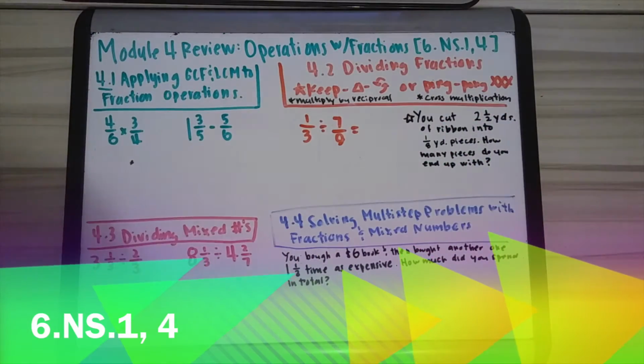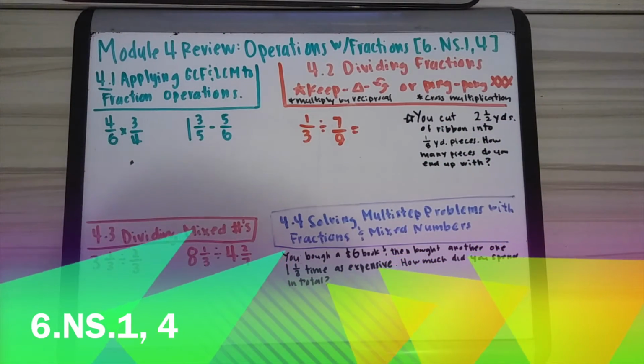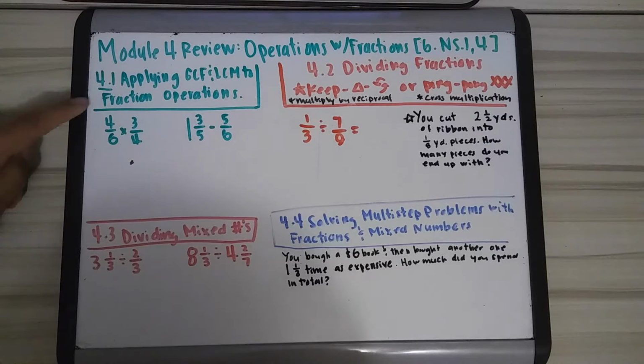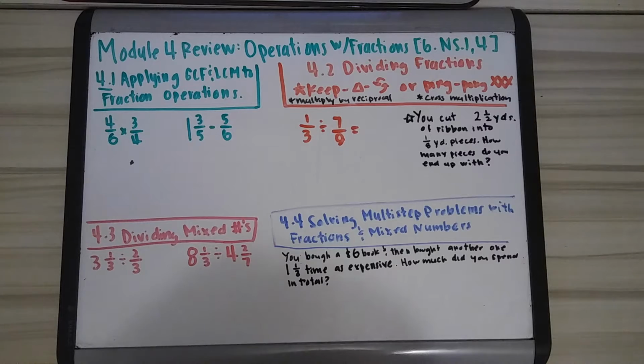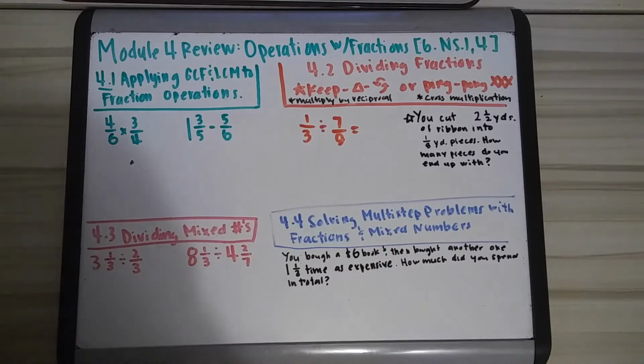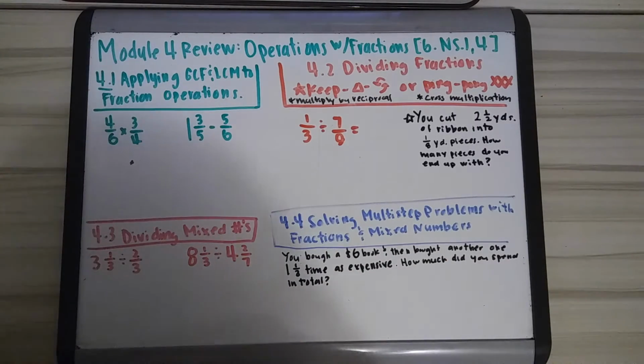Alrighty, we are going to do our review for Module 4, which is basically operations with fractions. So the first one that we are doing is applying the greatest common factor and least common multiple to fraction operations. So how do we apply greatest common factor in this one?